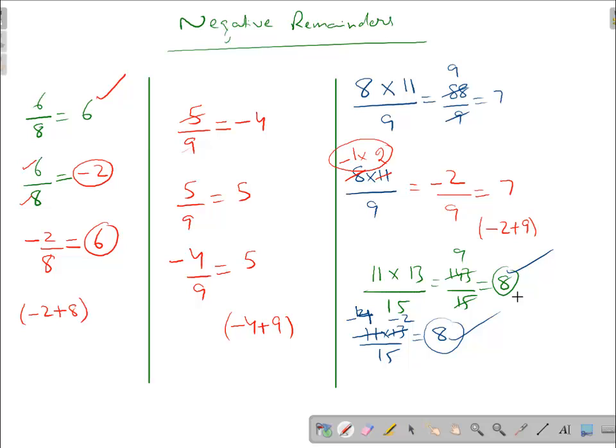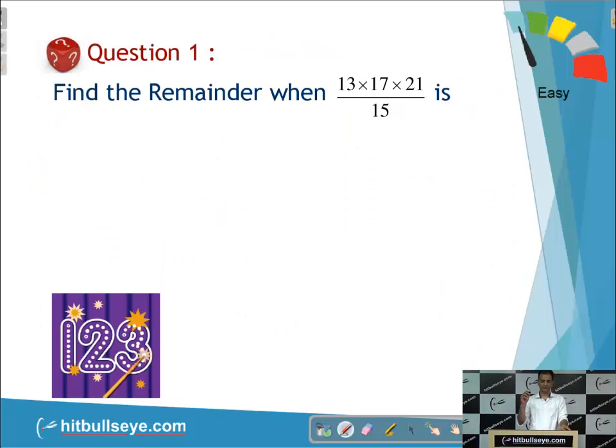So I think that we have done the concept of negative remainders with very small examples which we can correlate. And now let's just do the questions based on it. Question number 1, students: find the remainder when 13 into 17 into 21 is divided by 15.